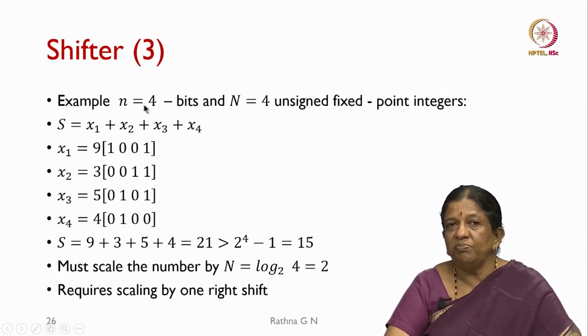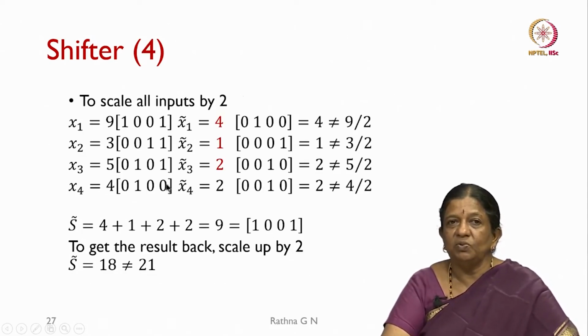Because we are representing it with 4 bits, the maximum value I can represent is 15, that is 2 power 4 minus 1, which is much smaller than 21. So, then we have to do the scaling. In this case, because we have assumed N is also 4 numbers, log 2 N is 2. So, we are scaling by 2 bits. Scaling by 1 right shift is equivalent to dividing by 2. So, we will be scaling all inputs by 2.